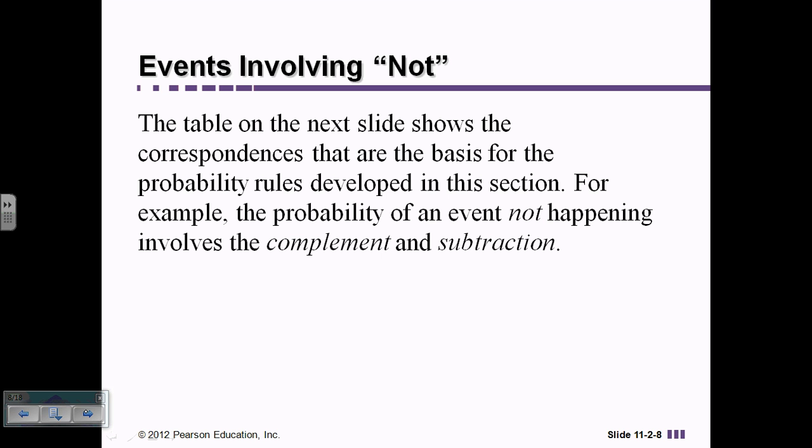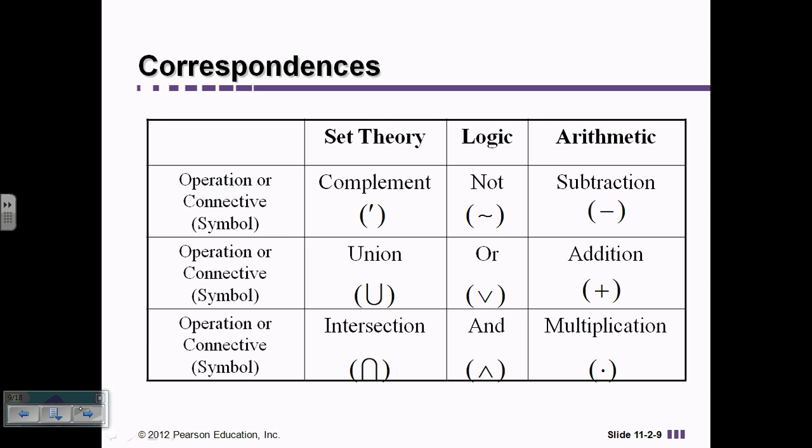So we've looked at this table that I'm going to show you next, but we're going to be talking a little bit more about what they mean by the complement and subtraction and things like that. Here we have again this table, which should look familiar. With set theory, we talked about the complement as the apostrophe. With logic, the tilde is not. Subtraction is the arithmetic operation for not or the complement. With the union, or the or statement, it was addition. And for the intersection, or the and symbol, it was multiplication. We're going to be using that a little bit more today.